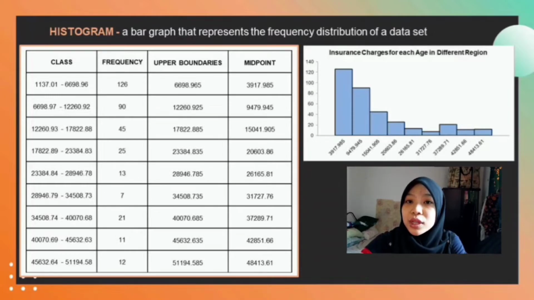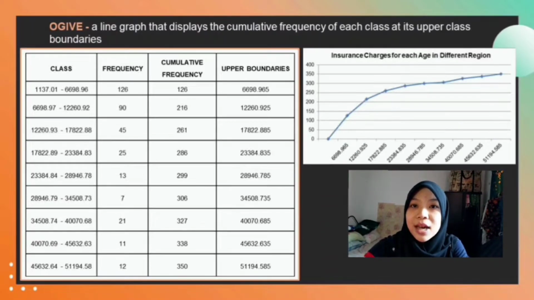We use 2 types of graph to represent our data, which are histogram and OGIVE. Histogram is a bar graph that represents the frequency distribution of a data set. Here is the histogram from our data. Next, OGIVE is a line graph that displays the cumulative frequency of each class at its upper class boundary. Here is the OGIVE from our data.